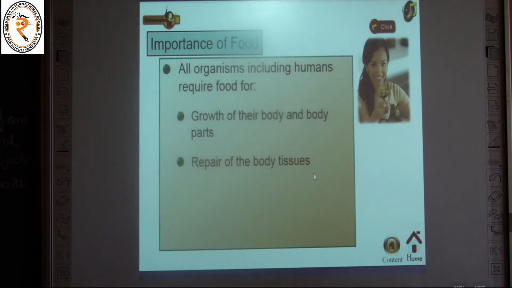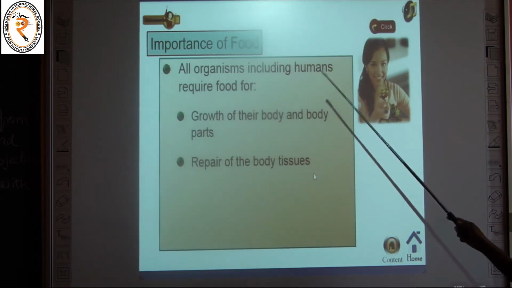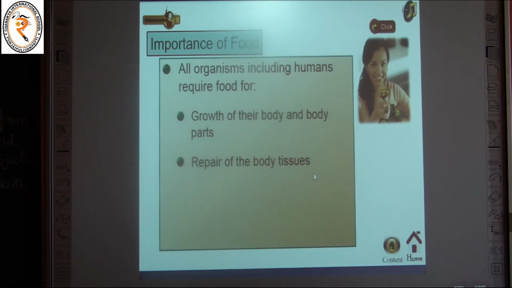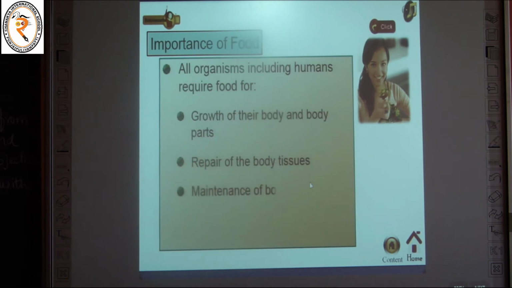Importance of food. We already know that the food contains so many nutrients, so many components, isn't it? What is the use of food? See, all organisms including humans require food for growth of their body and body parts. So food helps us to grow strong and repair the body tissues. Mainly it gives energy and it is useful for maintenance of body temperature.